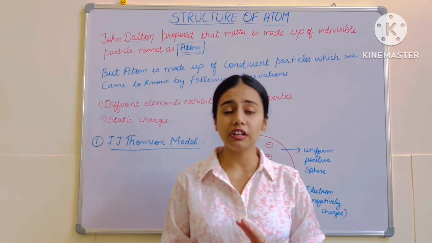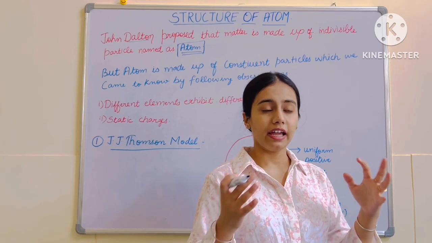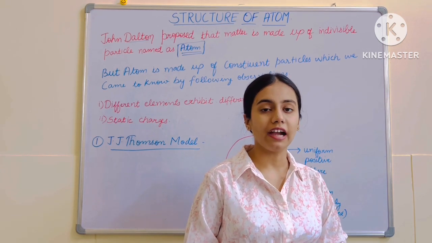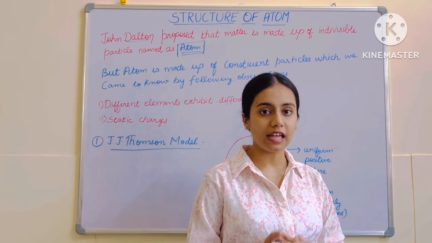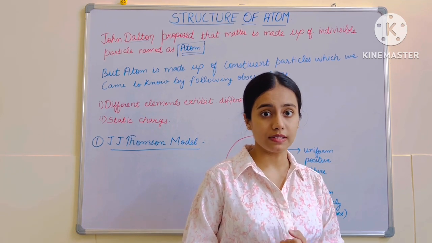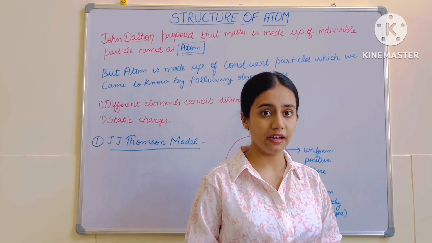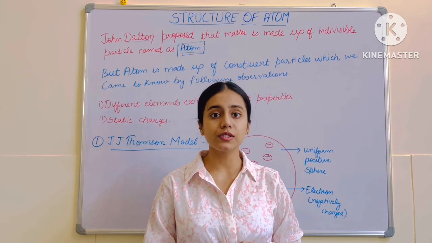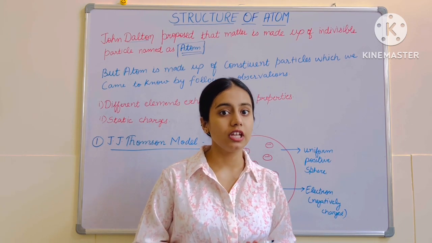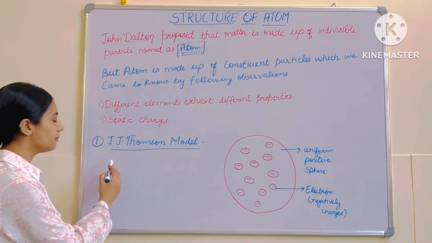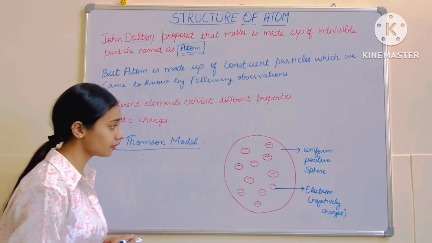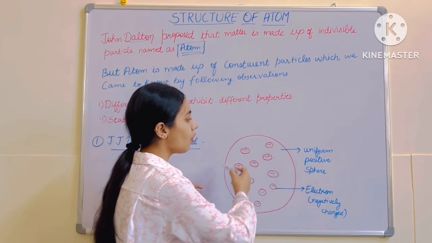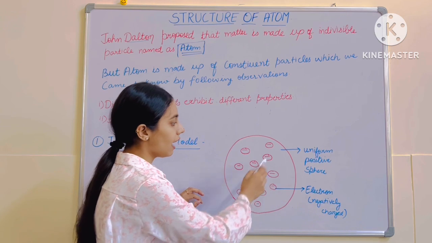Now if we have three subatomic particles inside the atom, the question arises how these particles are arranged. Different scientists have given different models, which we are going to discuss here, so that we can define the structure of the atom. Now the first model, in the early 19th century, was given by J.J. Thomson, named the J.J. Thomson model, in which he considered a uniform positively charged sphere all over the atom.